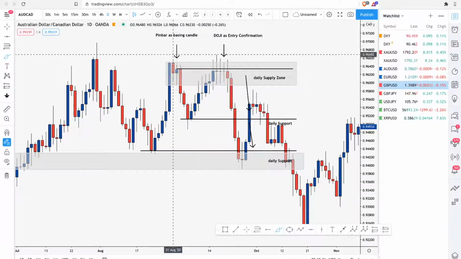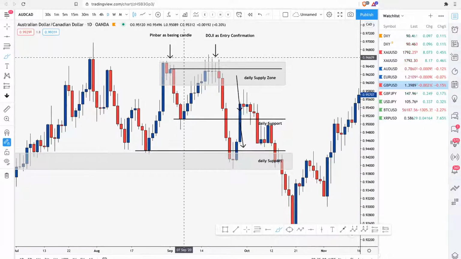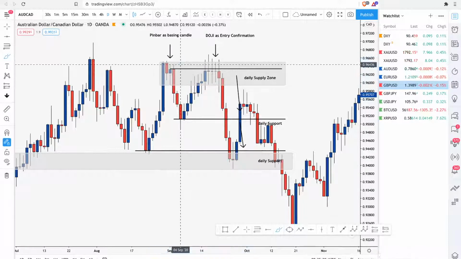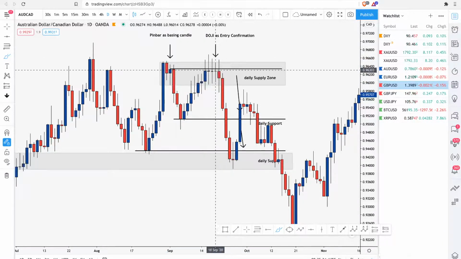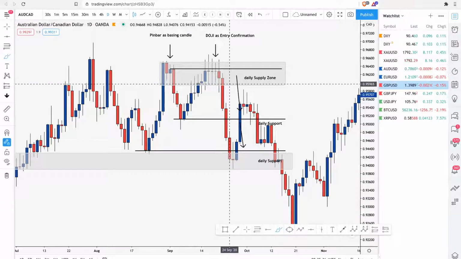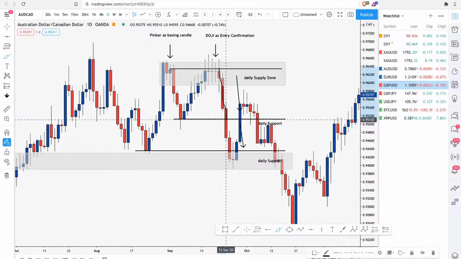So here in this case that was a nice daily supply area. And in this case, I used the doji over here as my entry confirmation for the market to go to the downside. And we had two take profit levels. The first one was that one, and that was the second one.